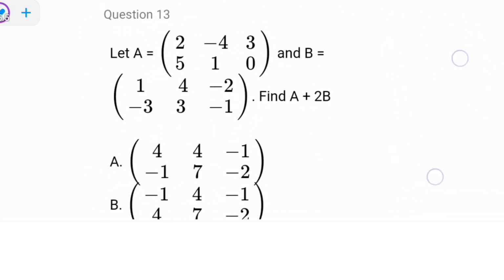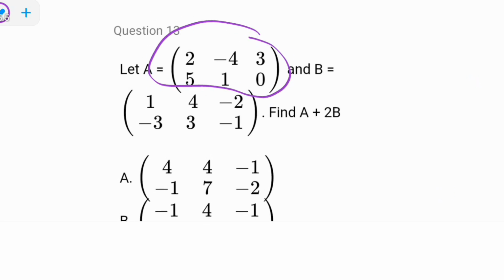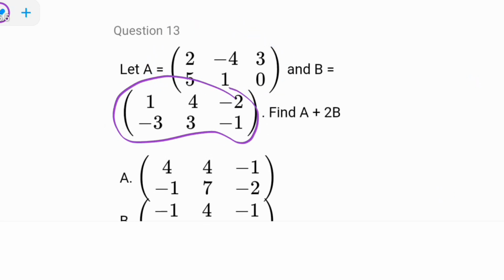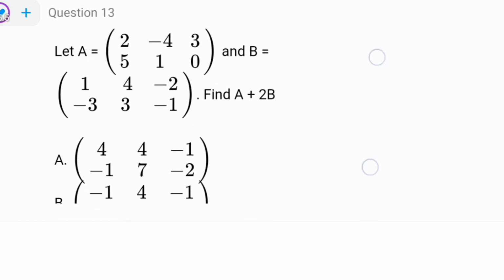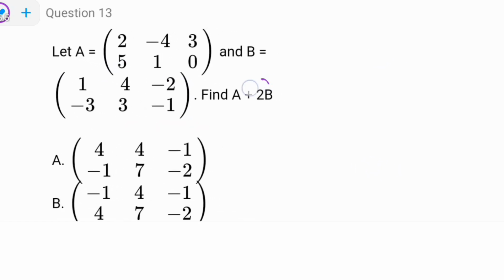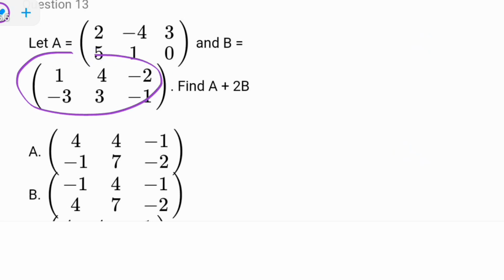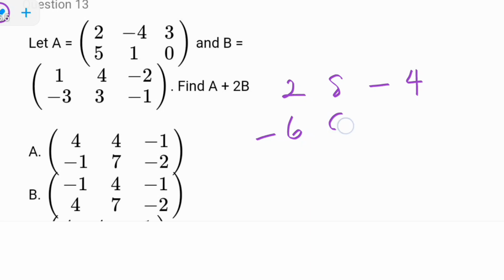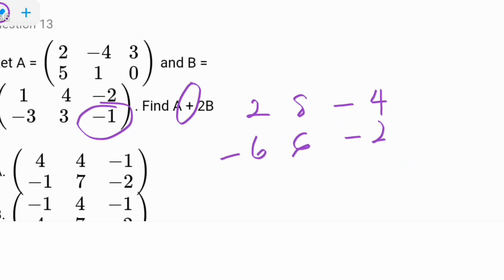For this next one, we're told that this is matrix A, this is matrix B. You are told to find A plus 2B. So there's a scalar here, 2 in front of B, that is multiplying B. So first of all, use 2 and multiply everything in B. If you use 2 and multiply everything here, it will be 2 times 1, 2, 2 times 4, 8, 2 times minus 3, that will be minus 6, and 2 times minus 1, that will be minus 2. So this is already 2B. Now you have to add it to A.